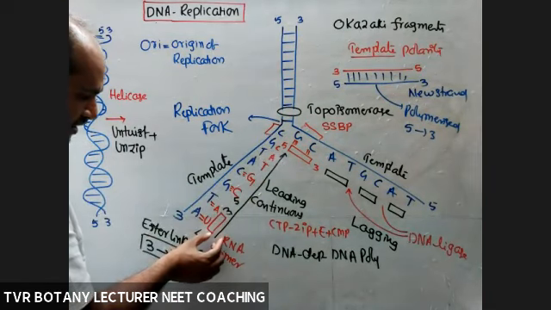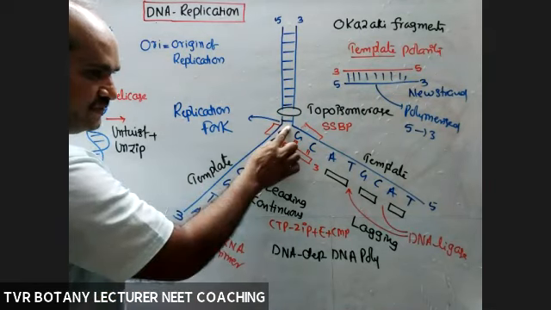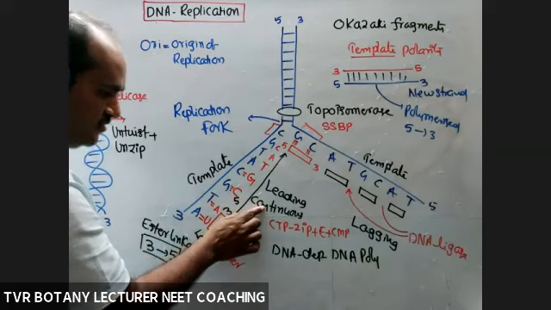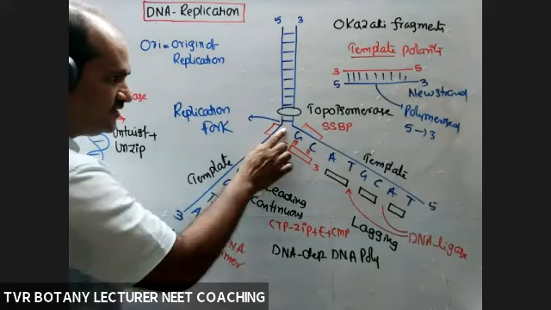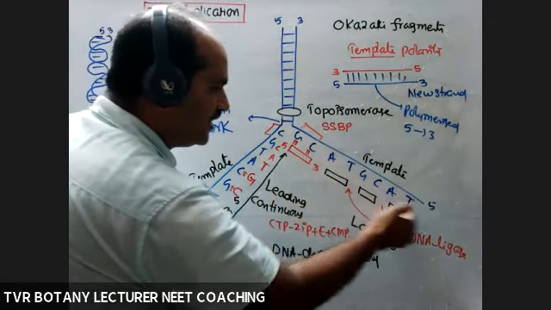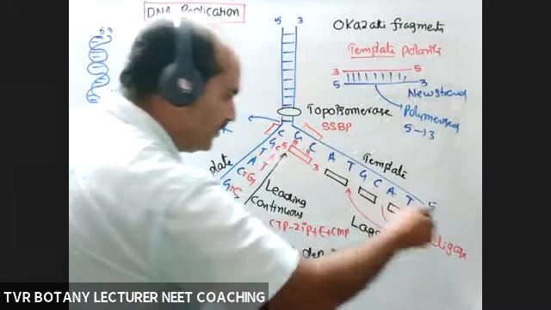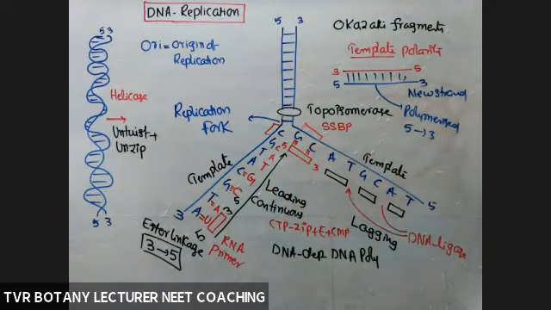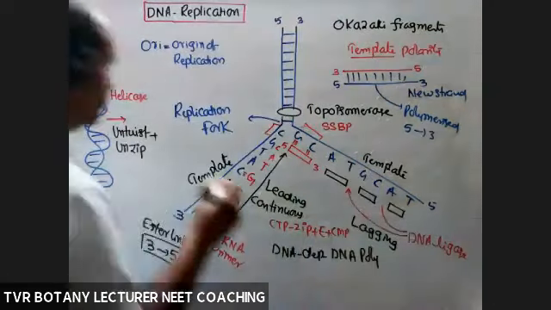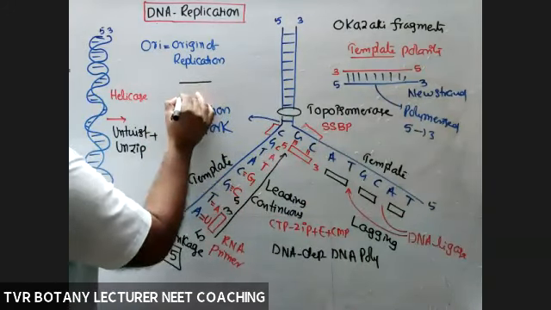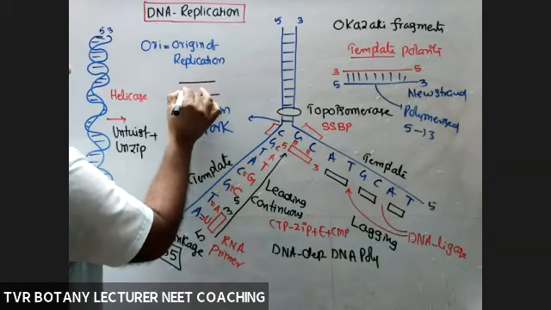So what about the continuously produced new strand? Its direction of formation is towards the replication fork. So the new strand polymerized continuously, the leading strand, is towards the replication fork. And what about Okazaki fragments? Away from the replication fork. For example, this is a road. Here I'm taking a road. This is a road, Y junction, Kukatpally. It's a road.